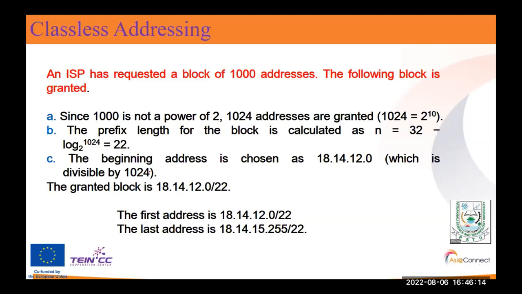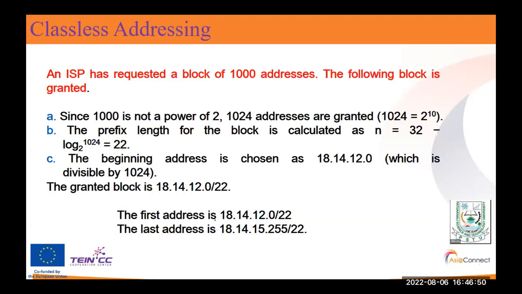Then how many blocks is that? That means one block 12.0, we can give 256 addresses. 12.1, we can give 256. 12.2, we can give 256. 13.0 block, we can give 256. 14.0, 256 and 15.0, 256. These four blocks will be total 1024 addresses we can take.